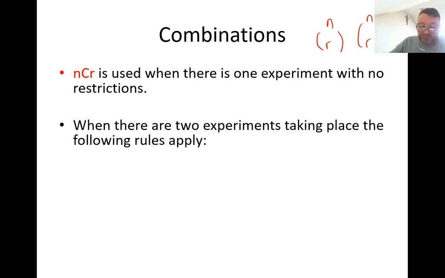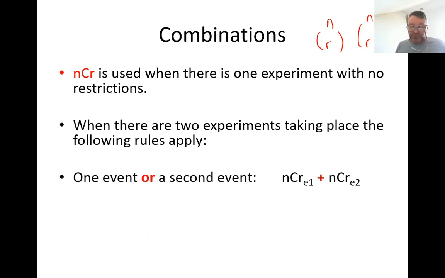So let's move on. If there are two experiments taking place, go back to your permutations. It'll be the first one and the second one, or the first one or the second one. So E1 multiplied by E2 if it's and, and E1 plus E2 if it's or. And I have those rules written down for you here. So if it's one event or a second event, you take NCR for the first event, and then you add it to NCR for the second event.